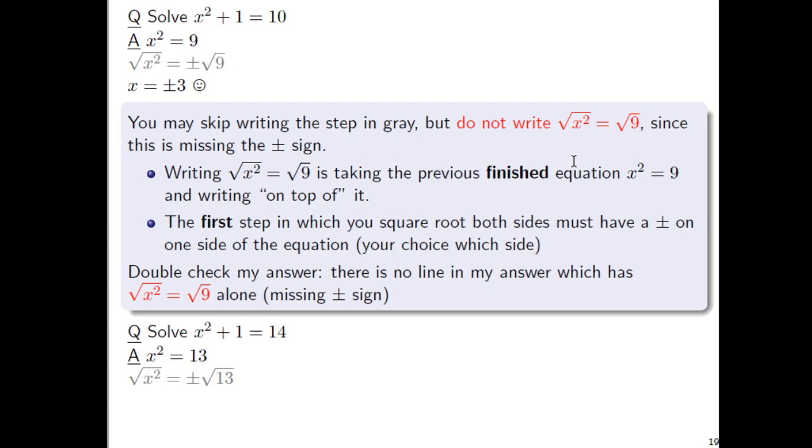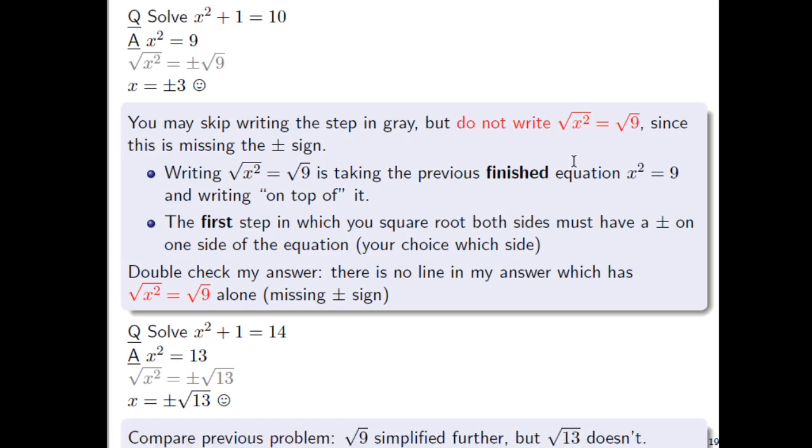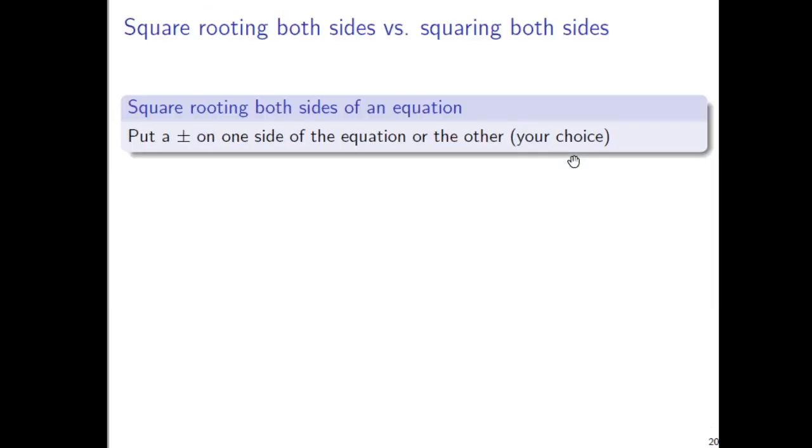Again, this line is shown in gray in case you might choose to not write this step in the future, but if written, it must look like this. And then finally, the left side simplifies. The right side doesn't, so the right side will just be plus or minus root 13. You'll notice if you compare it to the question at the top, root 9 simplified further to a 3, however, root 13 just doesn't simplify any further.